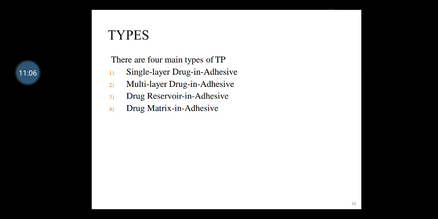These are the different types of transdermal patches, you can say, and it mainly has four major types: single-layer drug in adhesive, then multi-layer drug in adhesive, then drug reservoir in adhesive, and last is your drug matrix in adhesive.